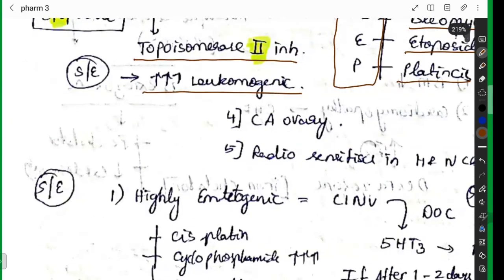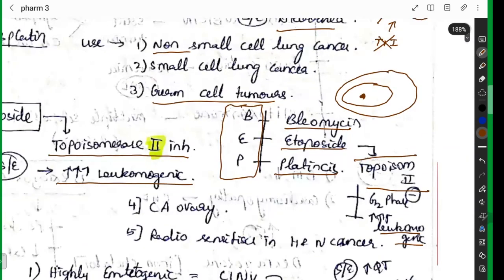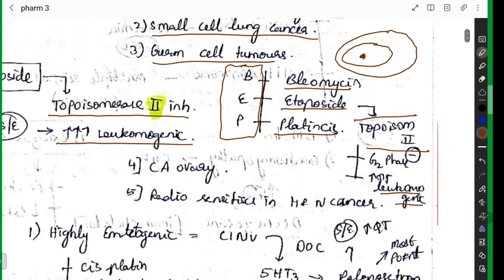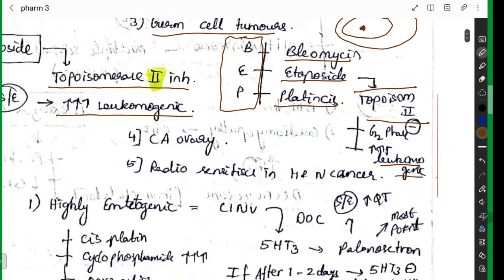Okay, now what is the fourth point? You use it in non-small cell carcinoma of lung. You use it in small cell carcinoma of lung. You're going to use it in the germ cell tumor, in CA ovary, and also in radiosensitive head and neck cancer.